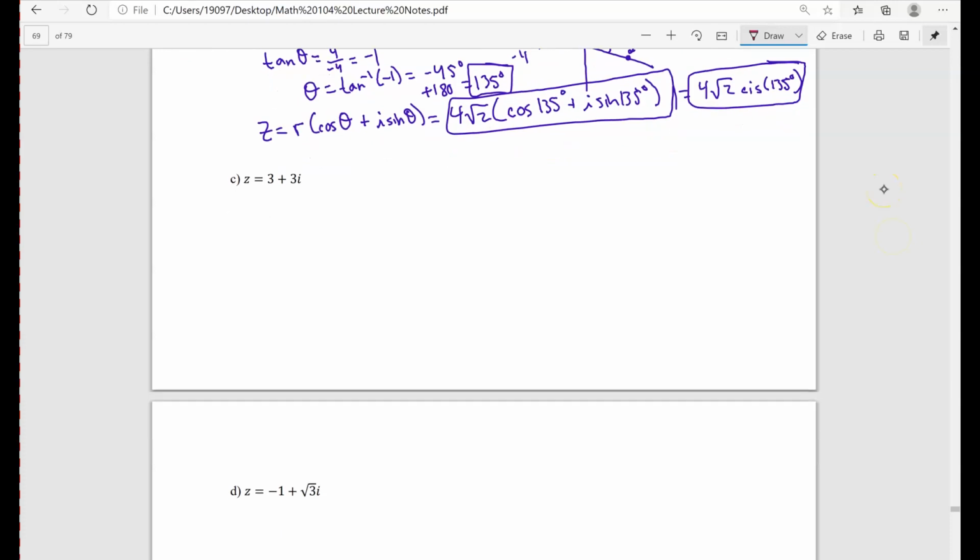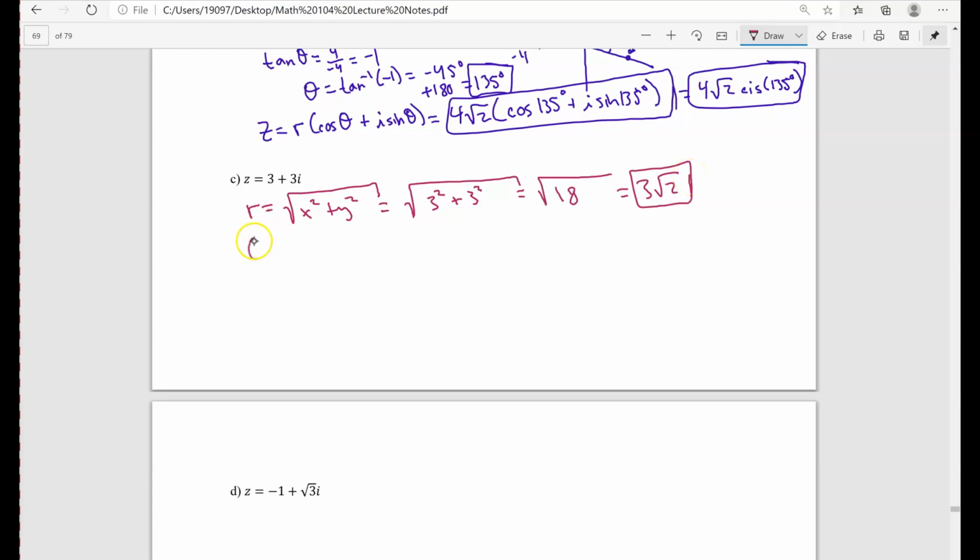So z is equal to 3 plus 3i. Okay, so r is equal to the square root of x squared plus y squared. So we're going to have 3 squared plus 3 squared, that's 9 and 9, which gives me 18. Then the square root of 18 gives me 3 square root of 2. So that's the value of r. And then we're going to use tangent of theta. Theta equals tan inverse of y over x, which is 3 divided by 3, which gives me 1. This is going to give me 45 degrees.